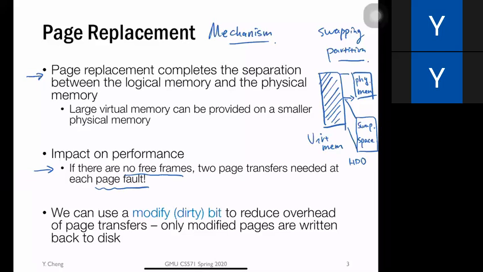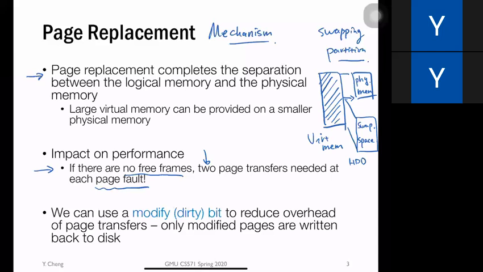So why are there 2 page transfers? Well, the very first page transfer is because you first want to evict something from the memory to the disk. This is the first page transfer. And then the second page transfer is when you want to bring something in, the data requested, the data of interest. This is the second page transfer. This is for the most typical scenario.